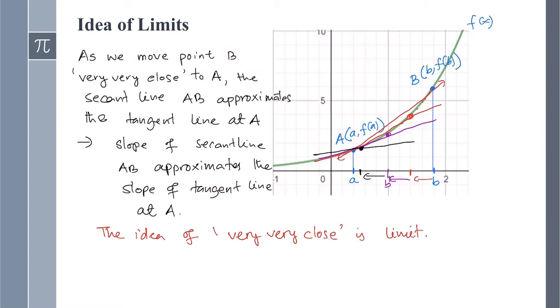So we are going to define this mathematically, but for now limit means when you move one point very, very close to the other point on the graph, we'll be able to approximate the slope of the tangent line using those 2 points. So that idea of very, very close, or that idea of closeness, is what limit means. So that's the general idea of limit. So let's do this more mathematically.